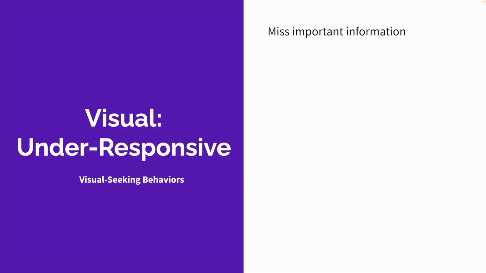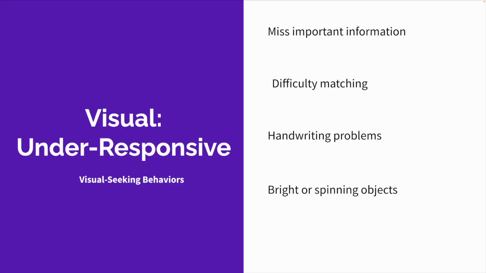When a child is visually underresponsive, they might miss important visual information around them. This can be especially true if there are too many competing backgrounds. They might struggle to identify or match colors, shapes, or sizes, and may have difficulty with writing tasks like spacing and letter formation. These children are often drawn to bright, reflective, or spinning objects because they're seeking more visual input.